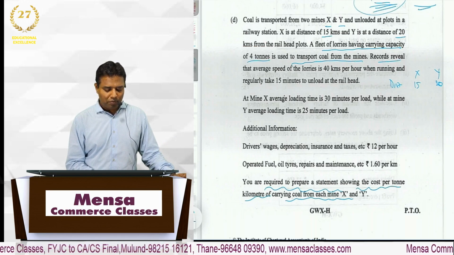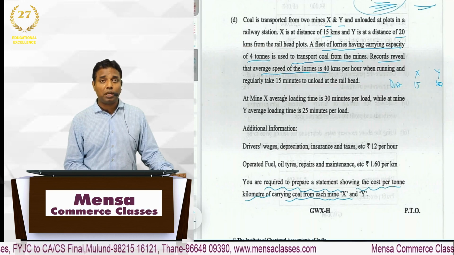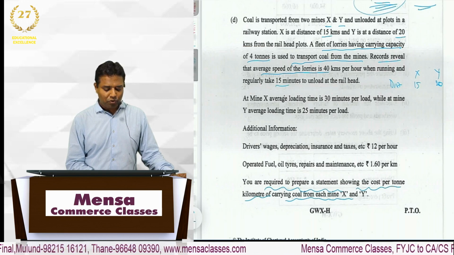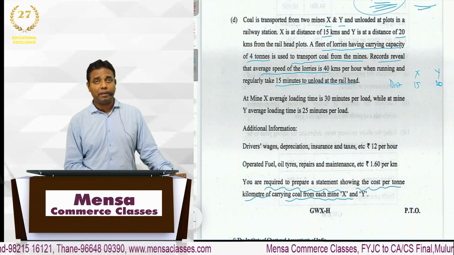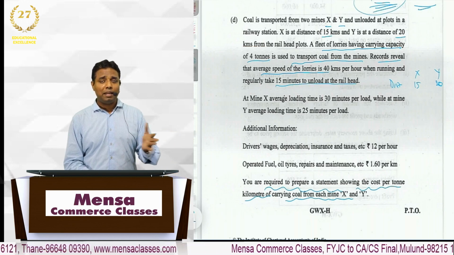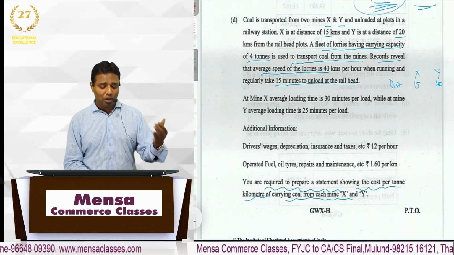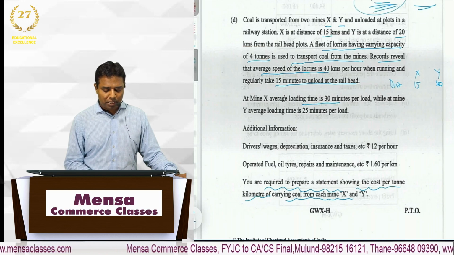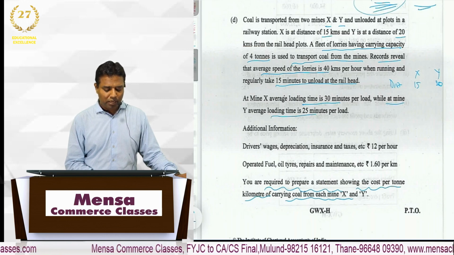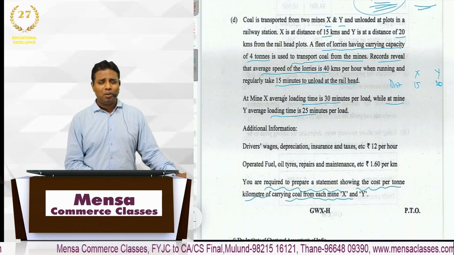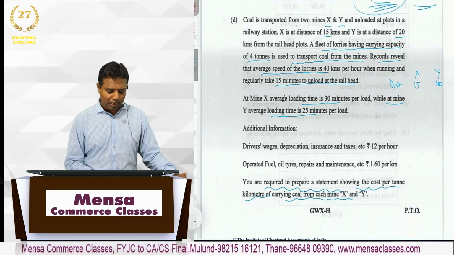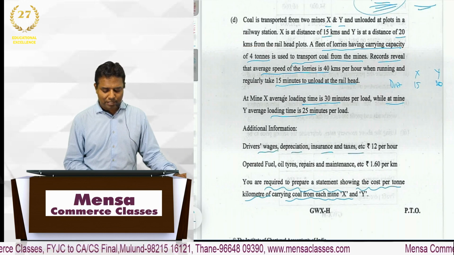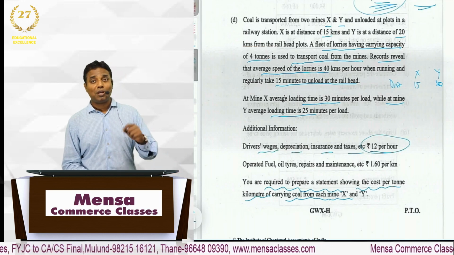Records reveal that the average speed of a lorry is 40 kilometers per hour when running, and it regularly takes 15 minutes to unload at the railway head. So the traveling speed is 40 kilometers per hour, unloading is 15 minutes. At mine X, the average loading time is 30 minutes per load. At mine Y, the average loading time is 25 minutes per load. Driver wages, depreciation, insurance, taxes is rupees 12 per hour. So the cost is 12 per hour.